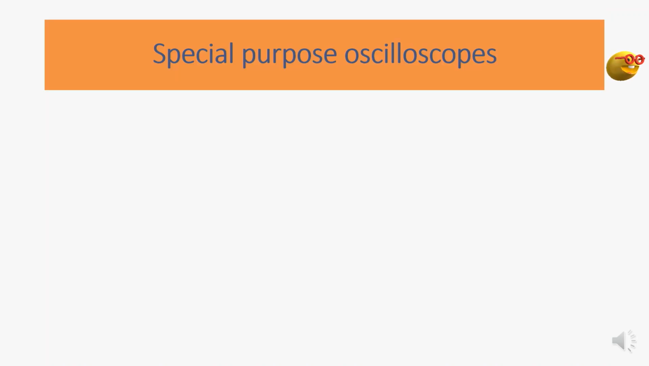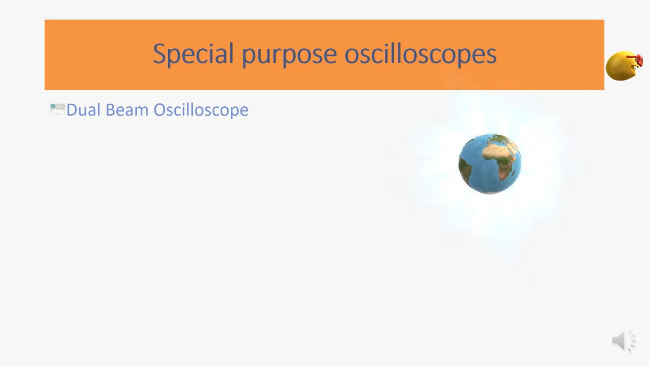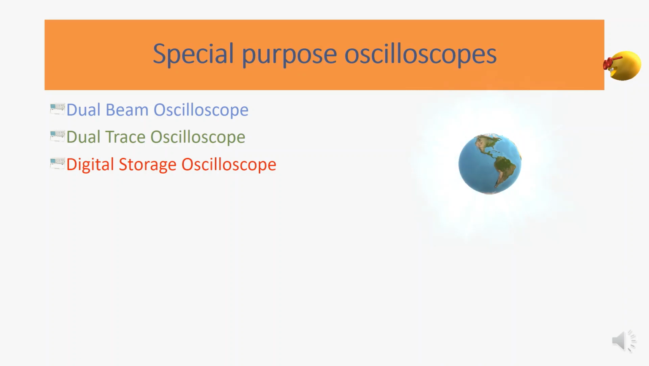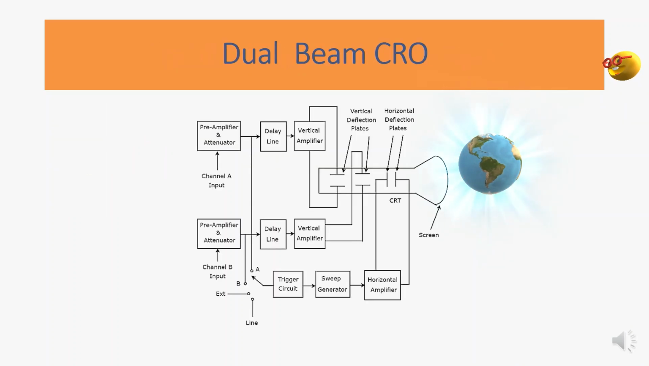And you have special purpose oscilloscopes. The dual beam oscilloscope: so far whatever we discussed is a single beam oscilloscope, where only one signal can be seen. Now you have a dual beam, where two electron guns will be there. Then the dual trace CRO, where you can measure two voltages. Then the digital storage oscilloscope, where you can record the waveforms. So you can see a dual beam CRO.